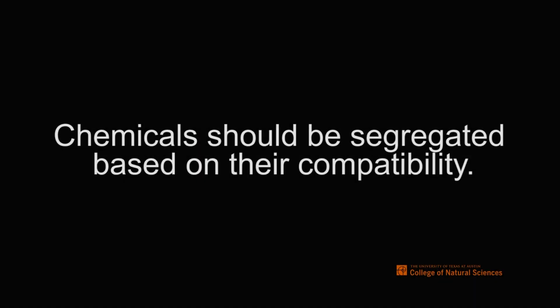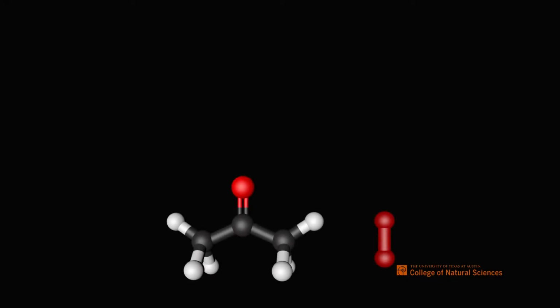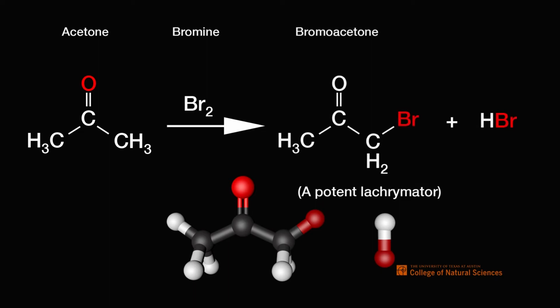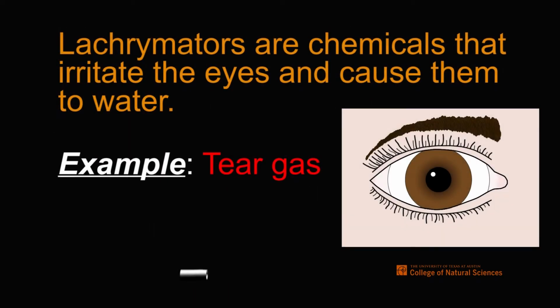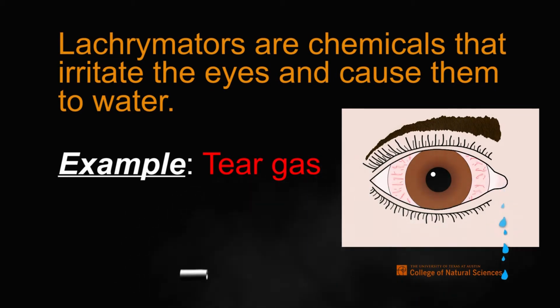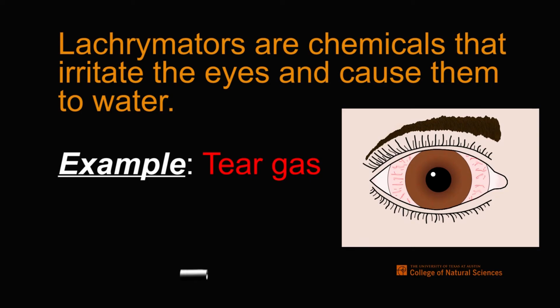Chemicals should be segregated based on their compatibility. It is important to know which chemicals are compatible with each other. For example, waste that may contain bromine must never be mixed with acetone, as a chemical reaction can occur that produces bromoacetone, a potent lacrimator. Lacrimators are chemicals that irritate the eyes and cause them to water. Tear gas is an example of a lacrimator.